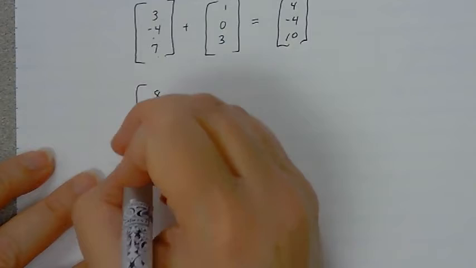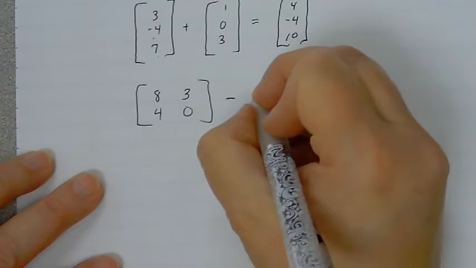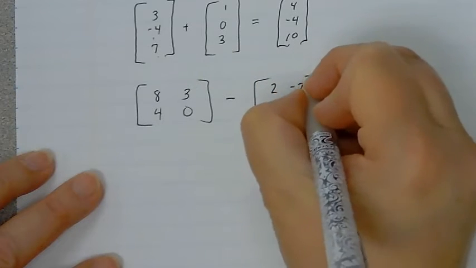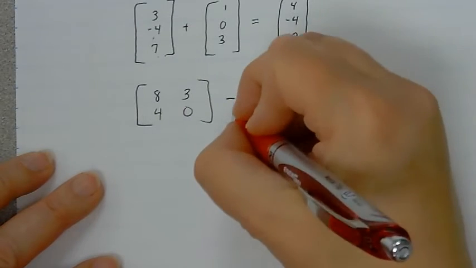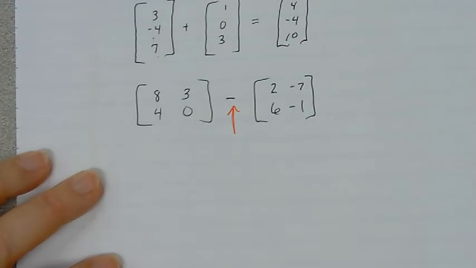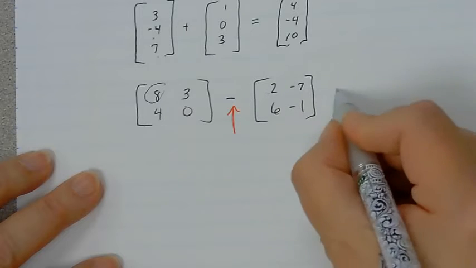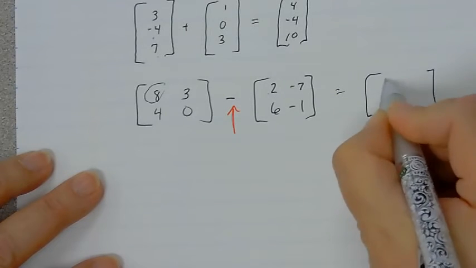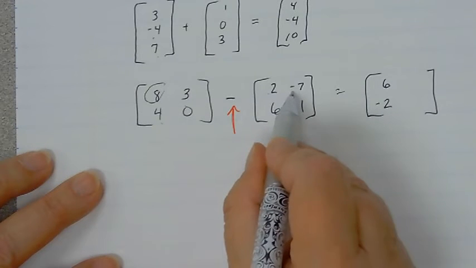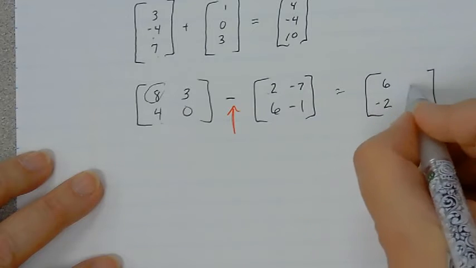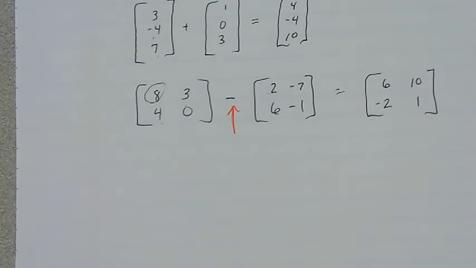Let's do a subtraction problem. So I'm going to have a 2 by 2, and I want to subtract a 2 by 2. So again, on this one, this is a subtraction problem, and I can subtract them because they're the same dimensions. So I'm going to do this spot, subtract this spot. So 8 subtract 2 is 6. 4 subtract 6 is negative 2. 3 subtract negative 7 becomes plus 7, 10. And 0 subtract negative 1 becomes 0 plus 1, which is 1.